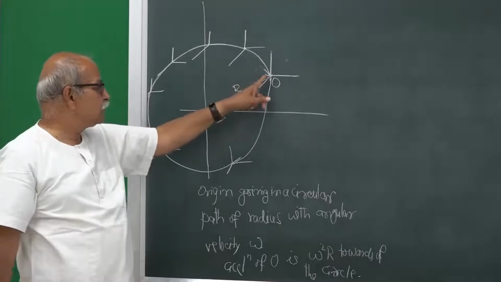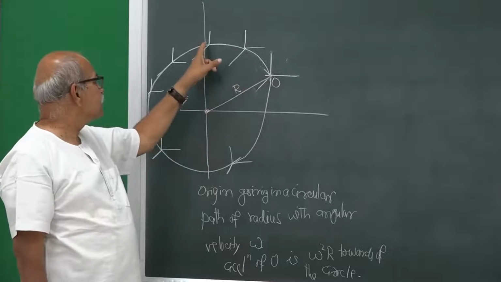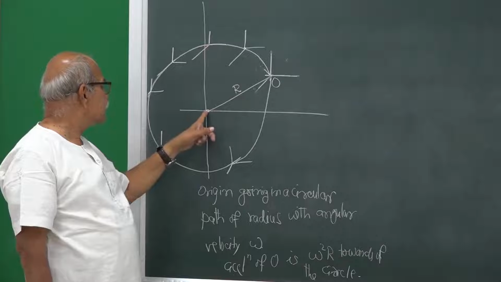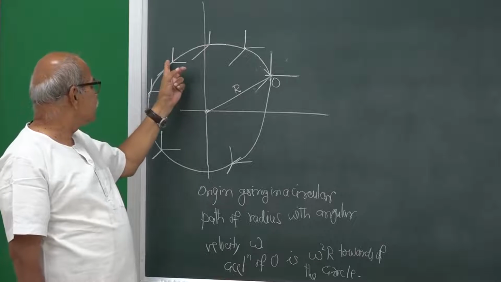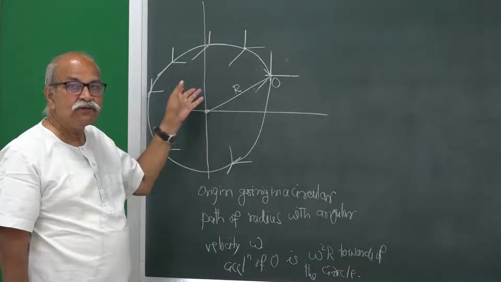Okay. So, the acceleration of this origin is towards the center. When the origin is here, the acceleration is in this direction. When the origin is here, the acceleration is in this direction, and the magnitude is omega square into this capital R.